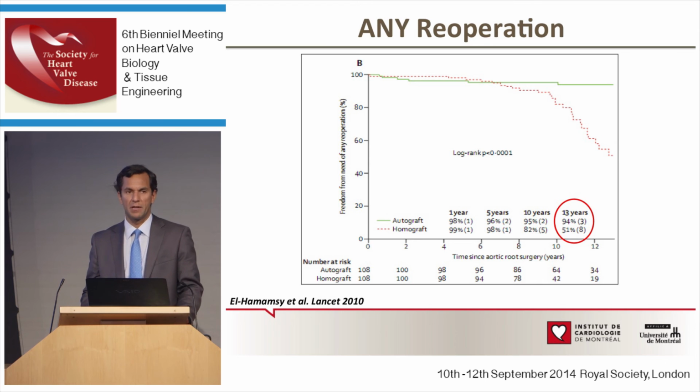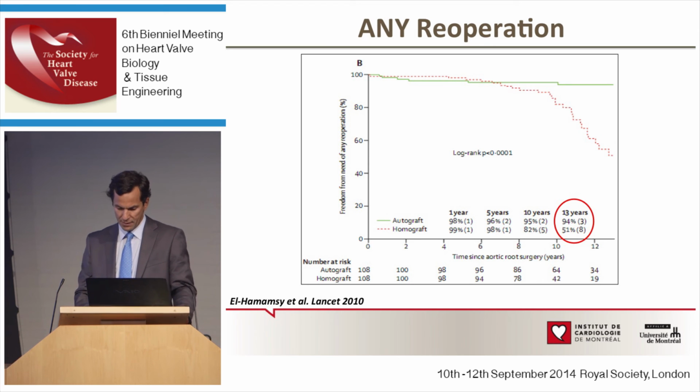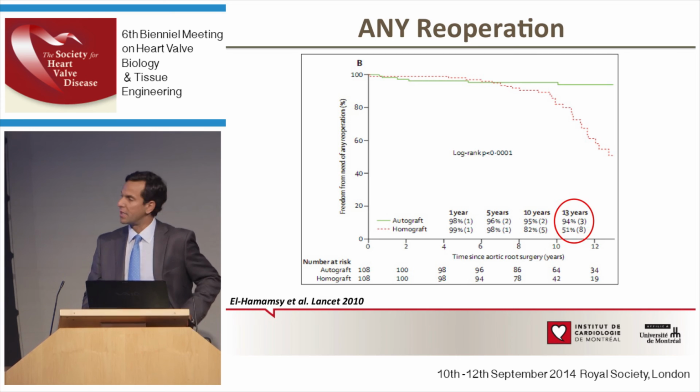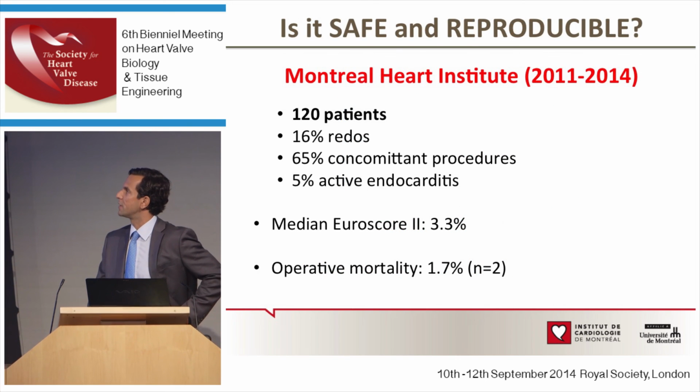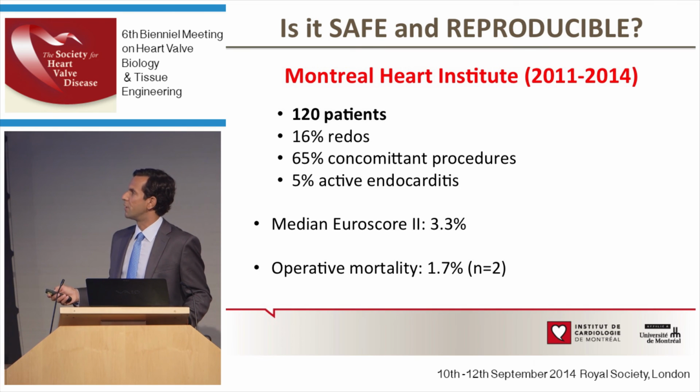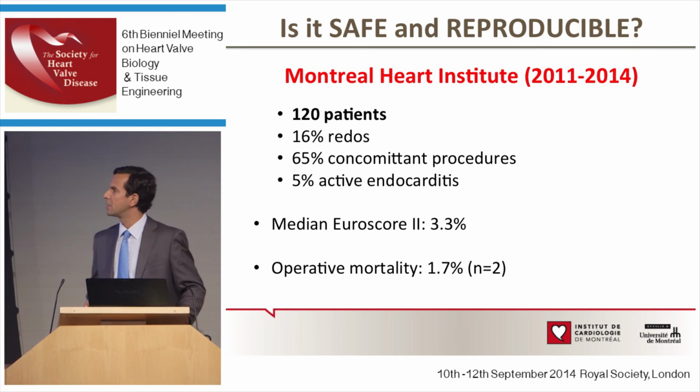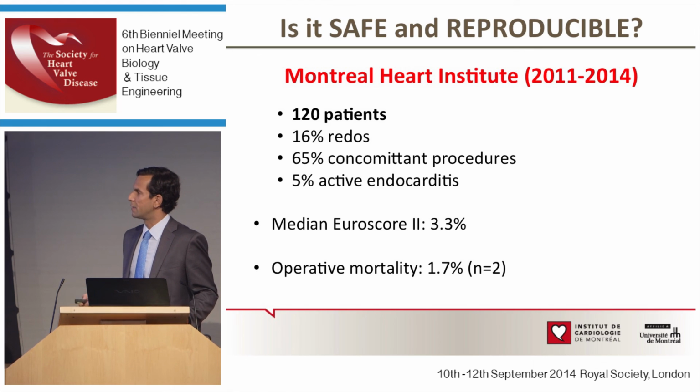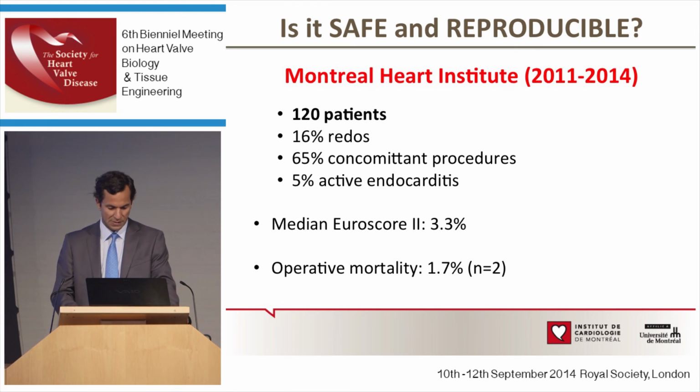Perhaps in the interest of time, I may just briefly skim through the next slides. The question being whether it's a safe and reproducible operation. These are some of our data from Montreal. We started our program 3 years ago, and we've so far performed 120 patients, which were a non-selected patient population. 16% of those were redo operations, 65% had concomitant procedures, mostly ascending aortic replacement. 5% had active endocarditis, and the median Euro score was 3.3% with an operative mortality of 1.7%.